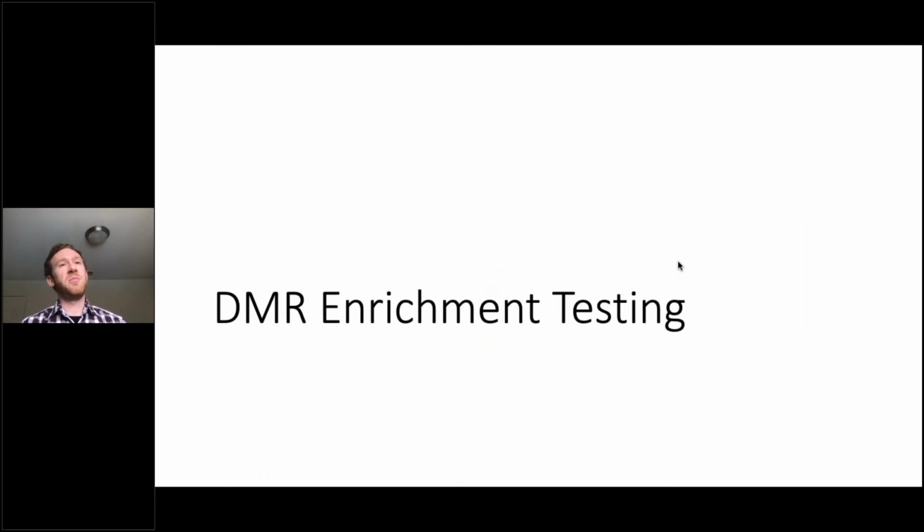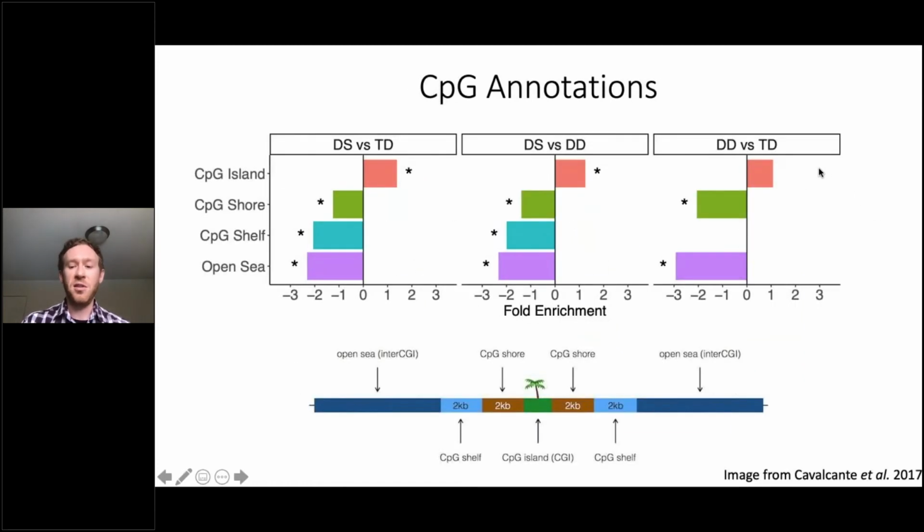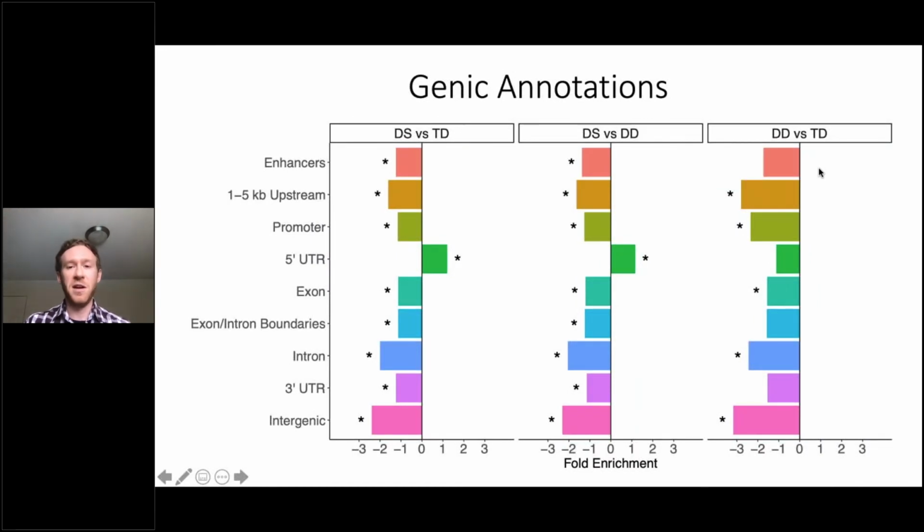So after that, we want to perform some enrichment testing and see exactly what these DMRs were up to. So first, we looked at the genic annotations over here. What we noticed is that for most of these annotations, like enhancers, promoters, introns, exons, we actually see a de-enrichment in the Down syndrome contrast. However, we do notice that we have a significant enrichment for 5' UTRs in the Down syndrome contrast, and really no signal coming out of our other developmental delay versus typical development contrast.